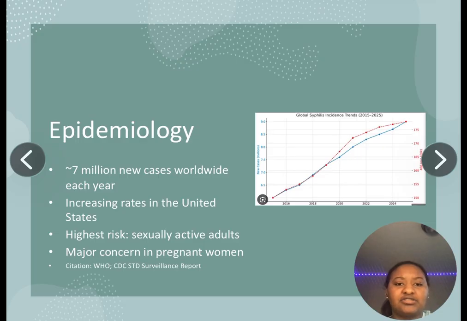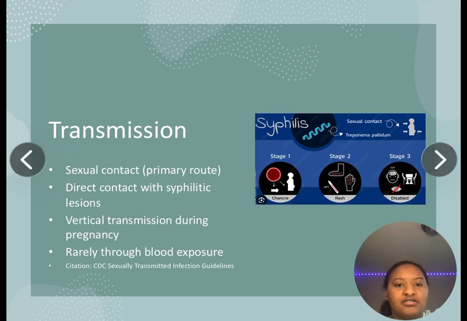Syphilis remains a major global health concern, with roughly 7 million new cases worldwide every year. Rates have been rising in the United States, especially among sexually active adults. One of the most serious concerns is transmission during pregnancy, which can lead to congenital syphilis, an infection that can be devastating for infants. The disease spreads mainly through sexual contact, particularly through direct contact with infectious sores known as chancres. It can also be passed from mother to baby during pregnancy. Although rare today, transmission can occur through blood if proper safety measures aren't followed.